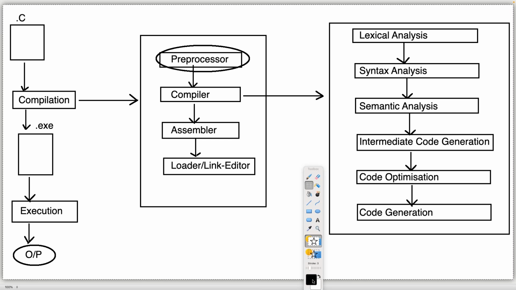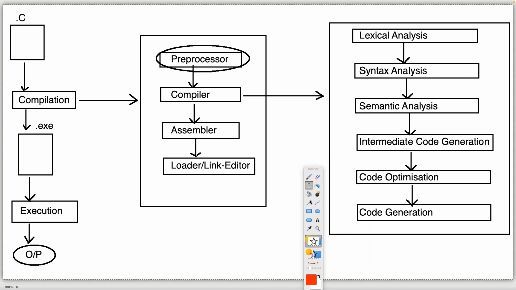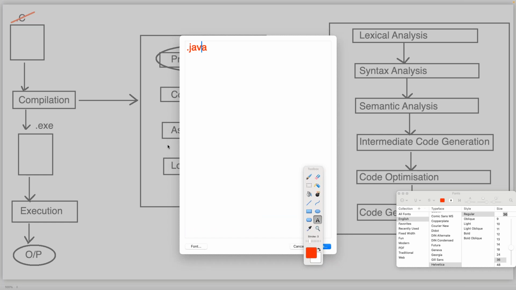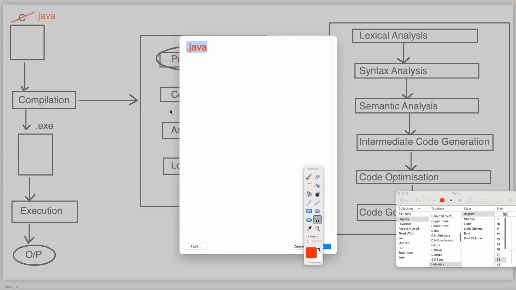Now try to put more concentration here. I want to make some changes in this diagram. Observe carefully. If you want to convert this entire diagram to Java, what changes are required? First, I have to remove what? Dot C. We have to remove it. In place of it, we have to provide dot Java.